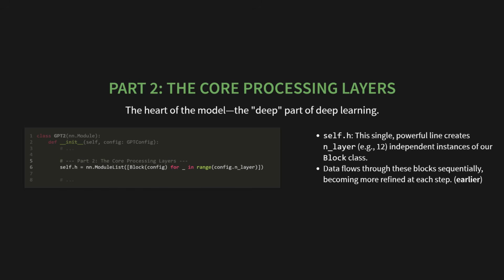Next, part 2, the core processing layers. This is the heart of the model, the deep part of deep learning. Here we have self.h. This single powerful line creates n_layer, say 12, independent instances of our block class. Data flows through these blocks sequentially, becoming more refined at each step, just like we discussed.